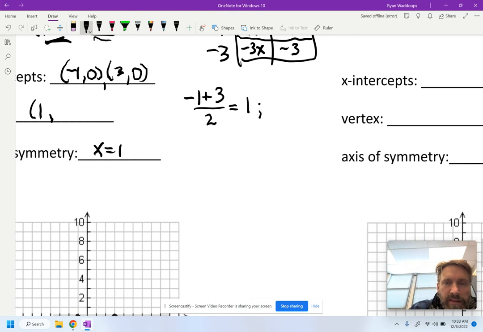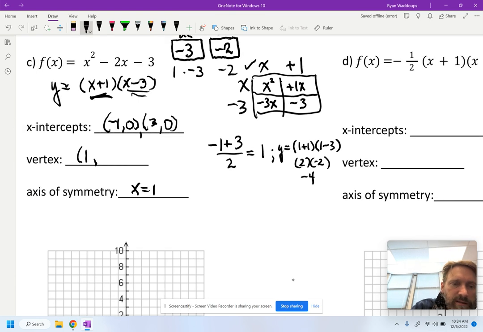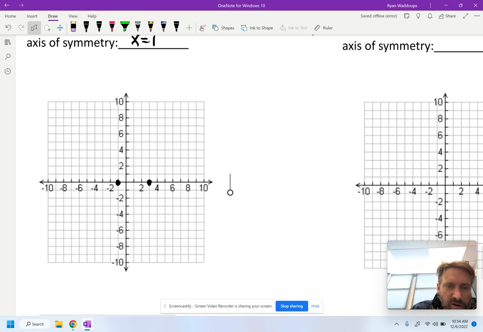And then I go back and I plug this into my equation. And you could plug it into the original equation or the one that's factored. I like the one that's factored a little bit better. So it would say y then is equal to 1 plus 1 times 1 minus 3. And 1 plus 1 is 2. And 1 minus 3 is negative 2. So 2 times negative 2 is negative 4, which means that the y-coordinate of my vertex is negative 4. I then can go down and graph that 1, negative 4, and graph my axis of symmetry.